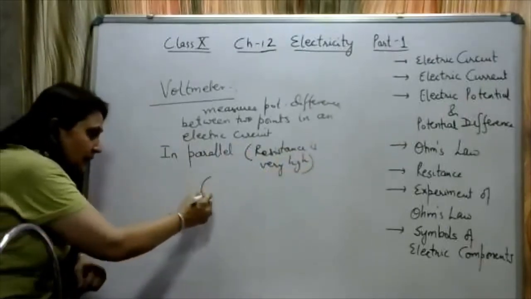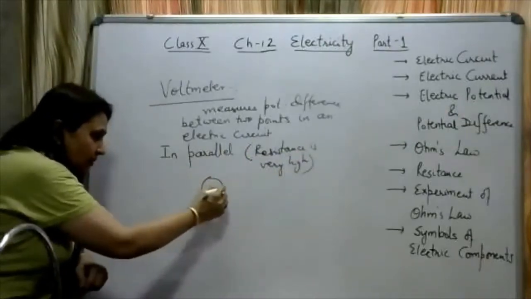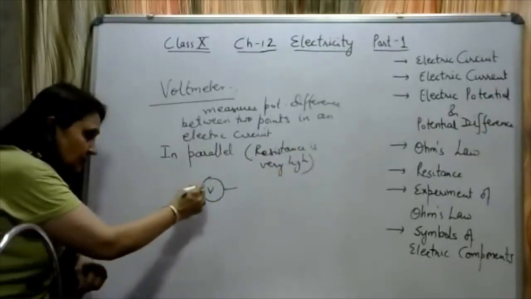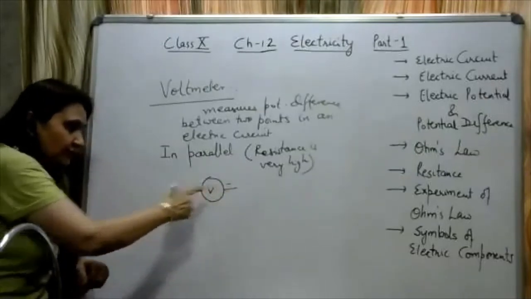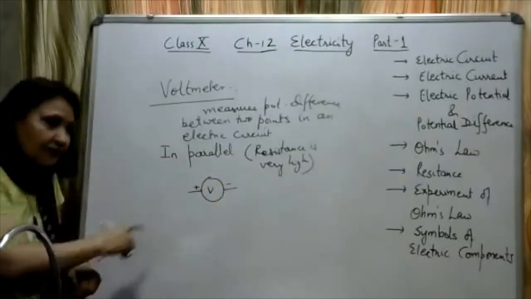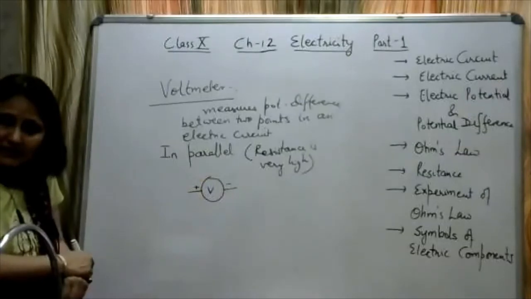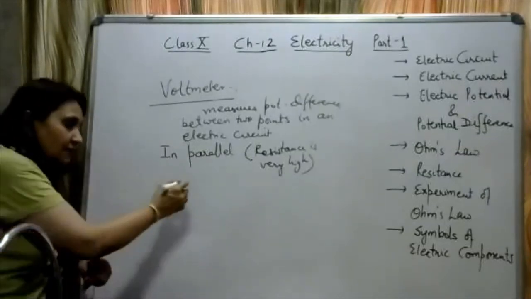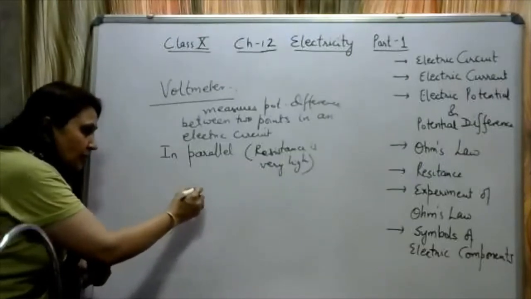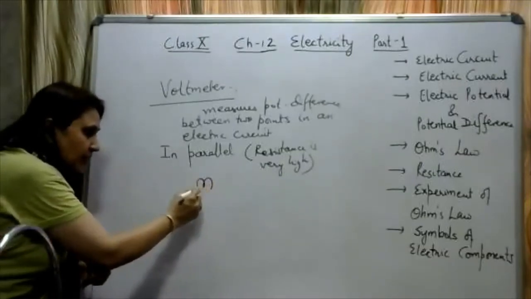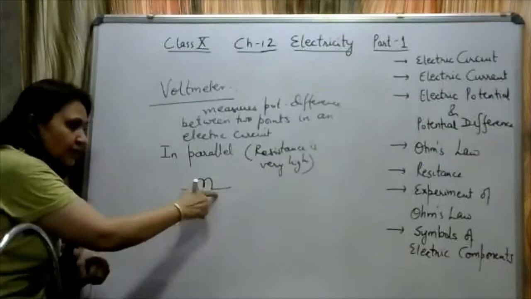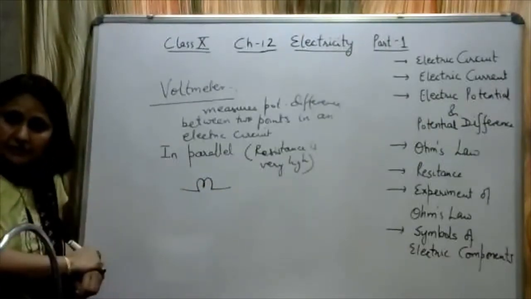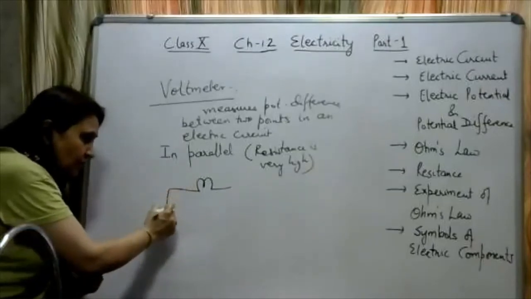The electrical symbol of voltmeter is a circle with V written in it. One end of the voltmeter will be marked as positive, the other end will be marked as negative. Now let's see one circuit diagram in which we'll connect a voltmeter in parallel. There is a bulb across which we have to measure the potential difference, and also we have to measure the current through this bulb. So what do we need?